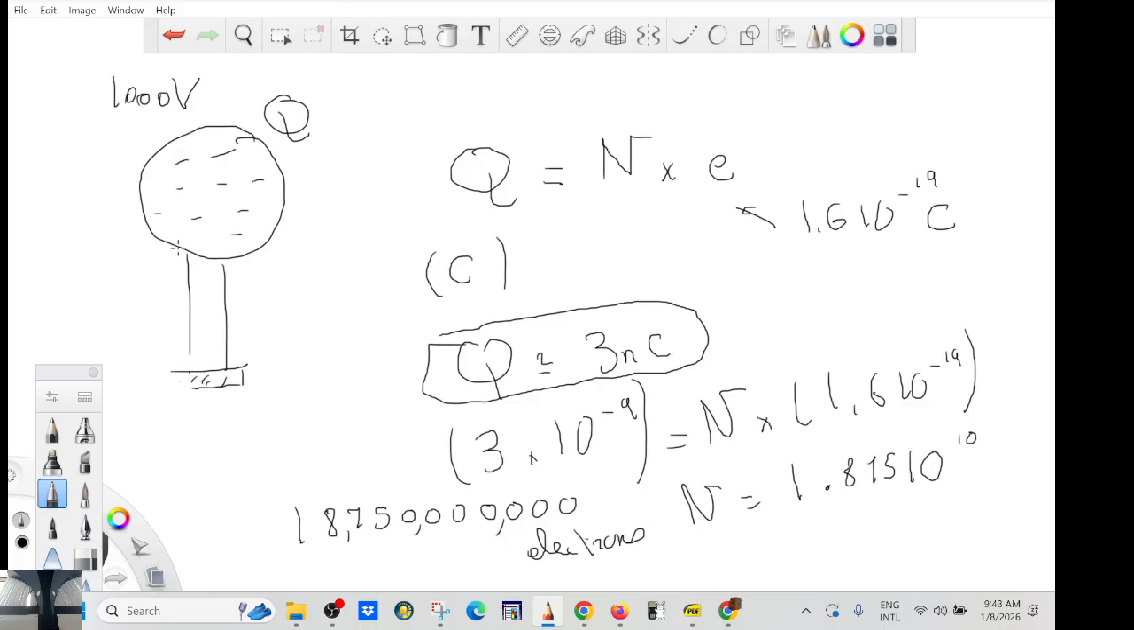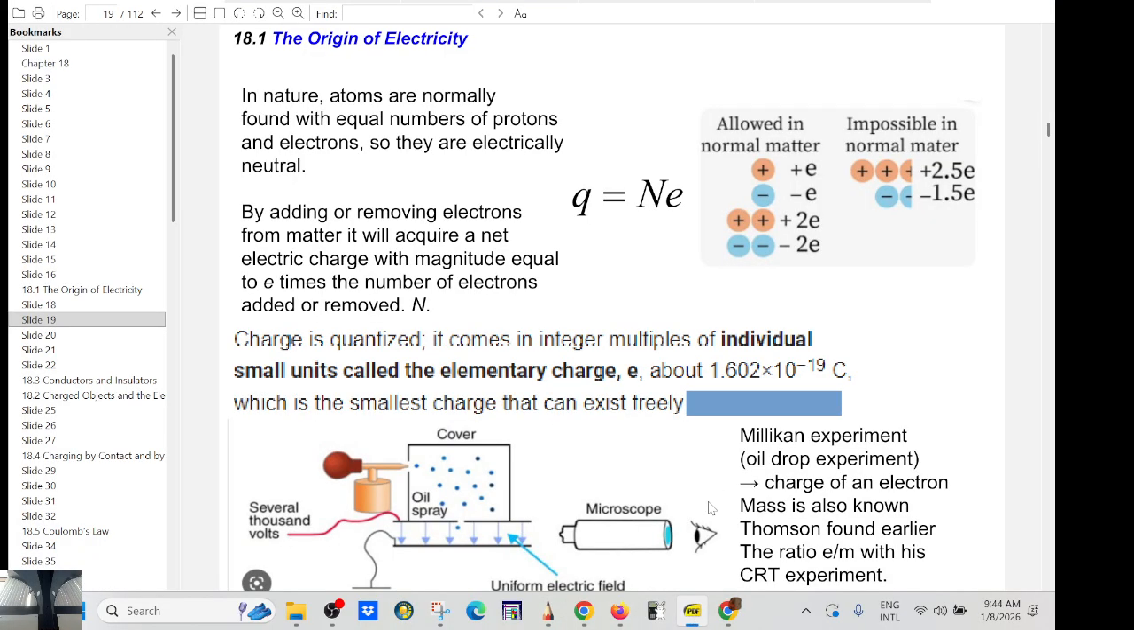That's why a Van de Graaff generator, the one that we use in classrooms for demos, is not dangerous unless you have a pacemaker, maybe. Okay, is that clear?